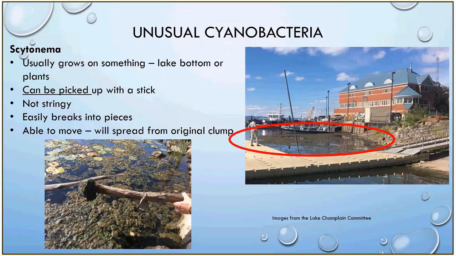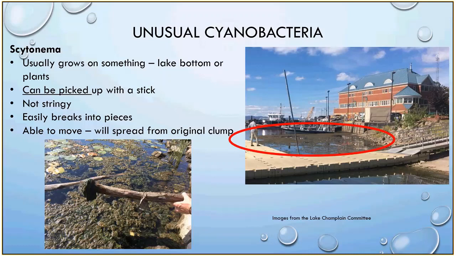We occasionally also see surface accumulations of cyanobacteria that are more typically found growing on the bottom. This image on the right was taken at the Coast Guard boat ramp in Burlington last summer, and you can see in that circled area of the image some brownish reddish material accumulating at the surface. That is a benthic cyanobacteria. The image on the left shows you what it looks like when you look at it more closely.